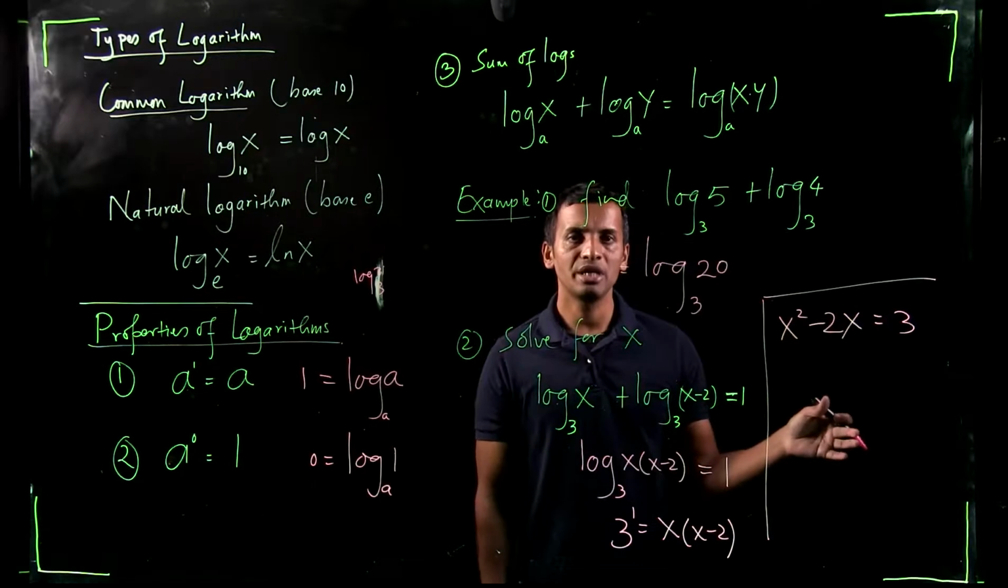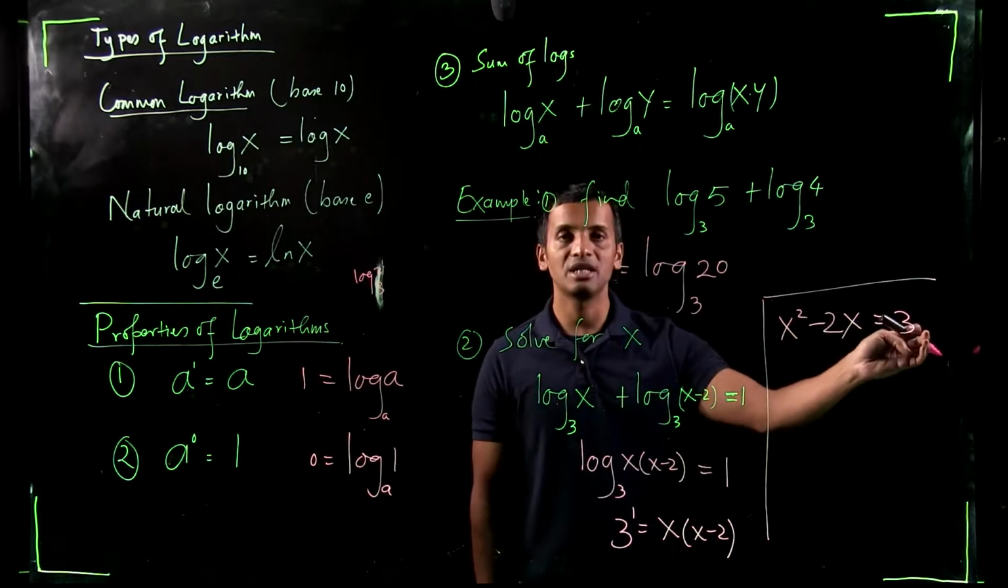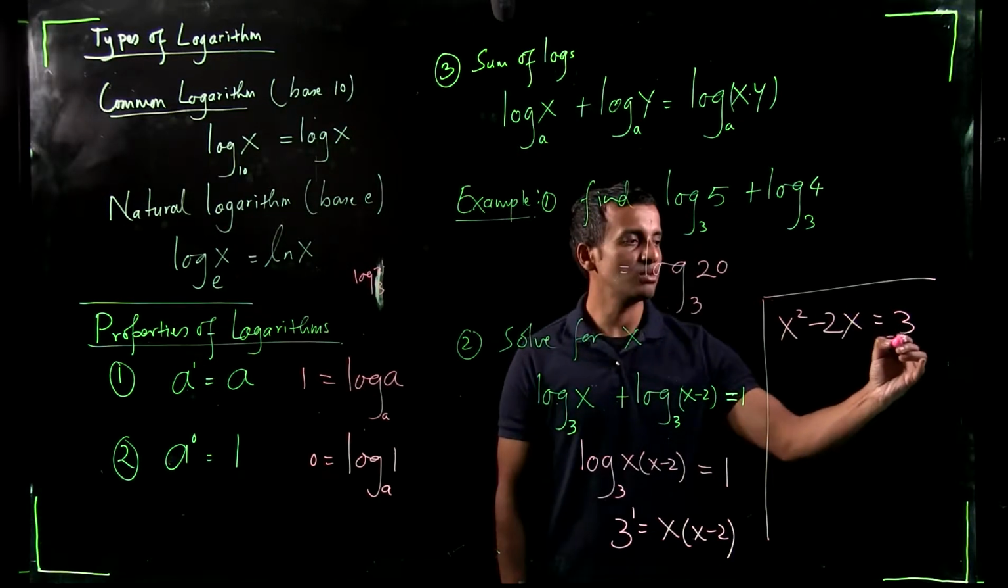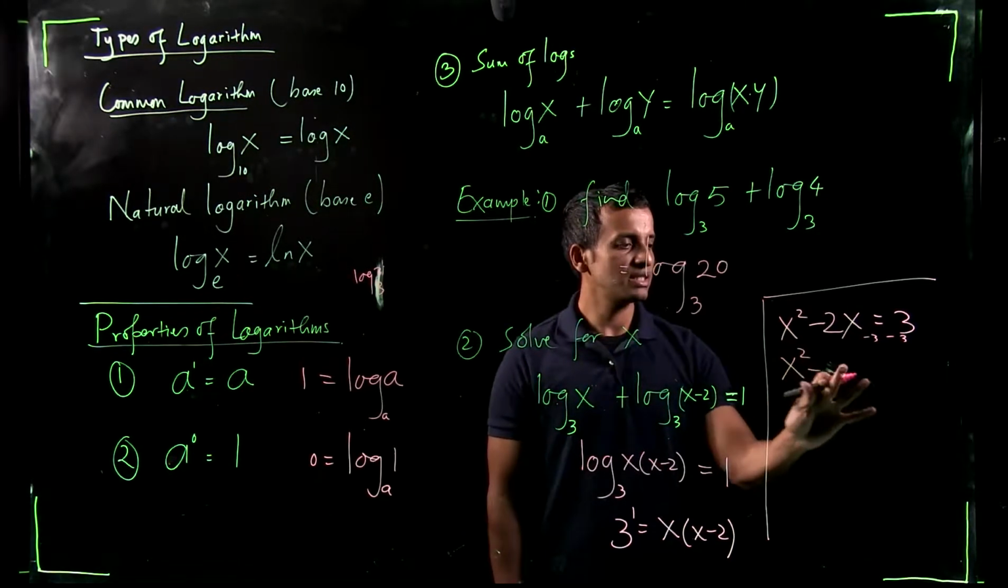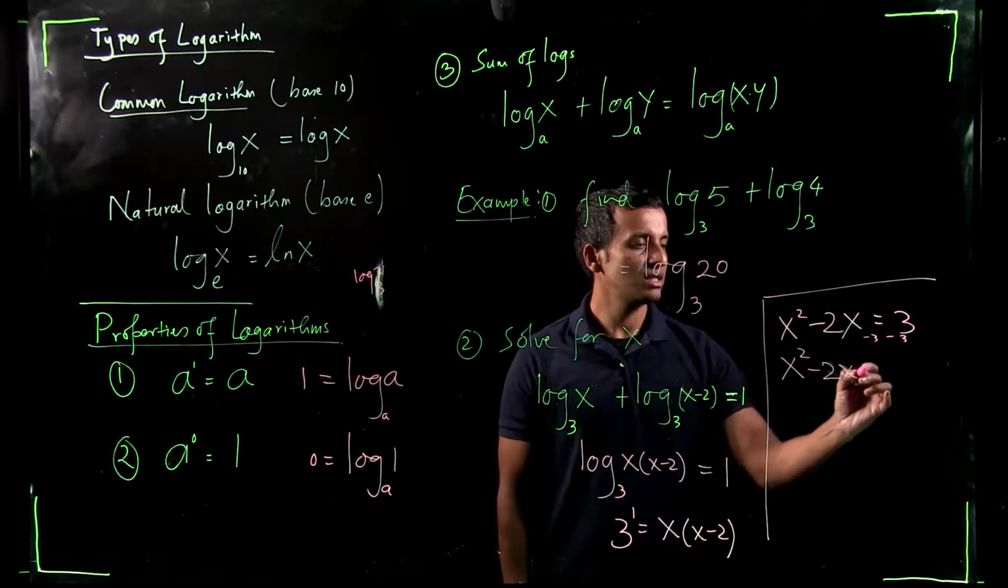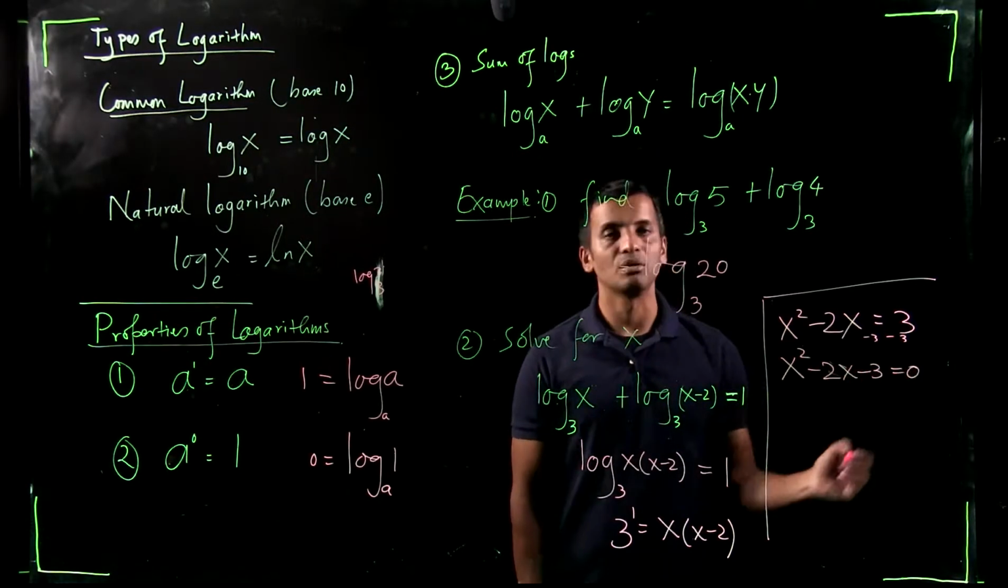So how do you solve the quadratic equation? First thing you do is make the right hand side 0, right? So subtract 3 on both sides. So what do you get? x squared minus 2x minus 3 equals 0.